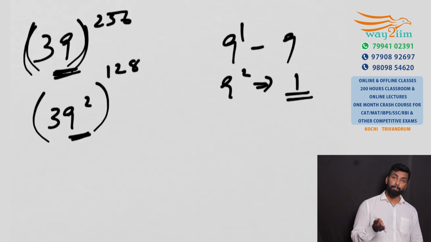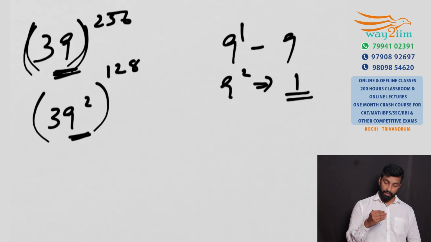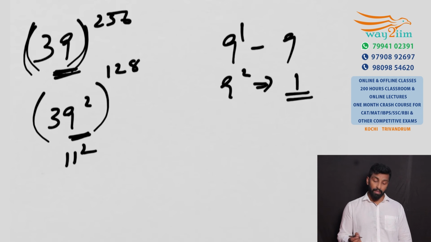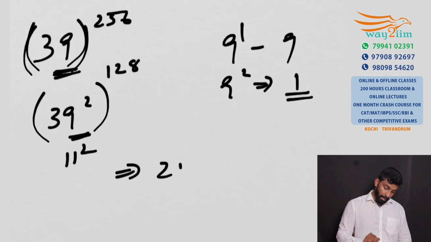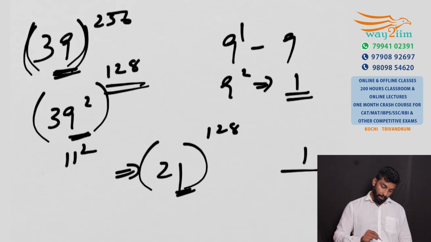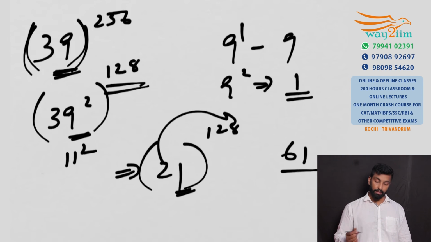But what I need to know is the previous digit also. One digit I got as 1, the previous digit I also require, so that I can find the last two digits, right? Now 39 square I don't know, but what I know is 11 square. I can write it as 11 square, right? Now I got it as 21, but this power I need to write here, 128. So what is my answer? Last digit will end in 1 because this is 1. Previous will be 2 into 8, that is 6.